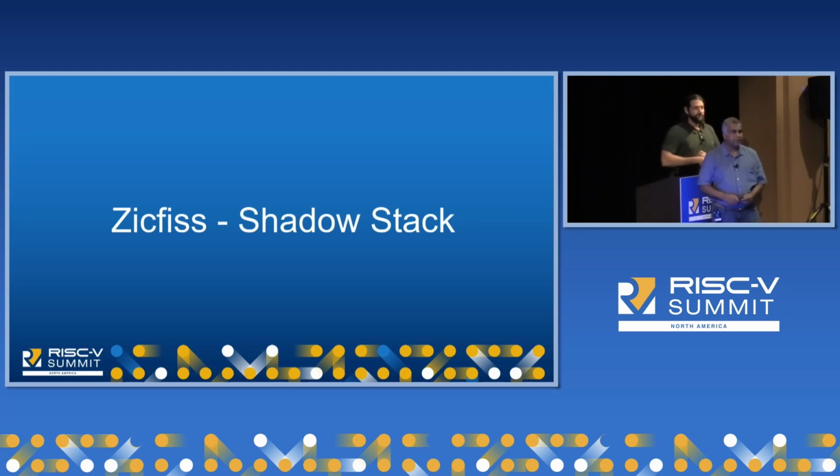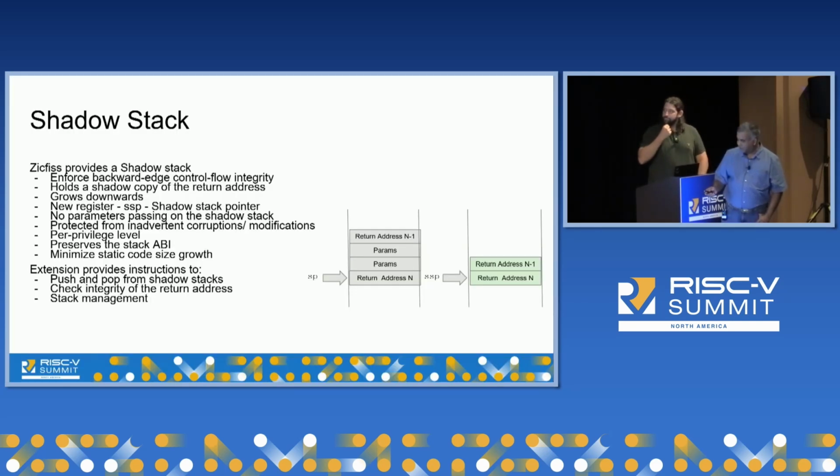Thank you. I'm Ved Shanbhogue. Thank you, George. For the next couple of slides, I'll walk you through the two extensions that we ratified here. The first one's called CFI SS. CFI stands for Control Flow Integrity, SS stands for Shadow Stack. And what the CFI SS extension provides is the capability to have a shadow stack. This shadow stack is a hardware capability that enforces the backward edge of the control flow integrity.